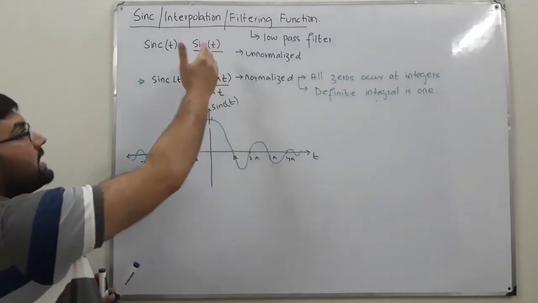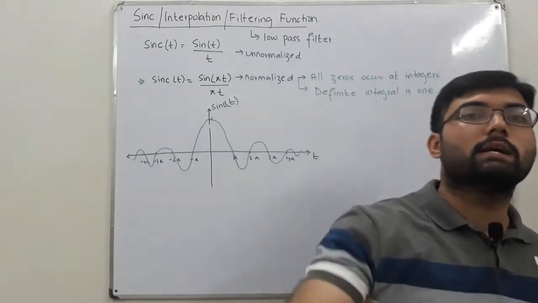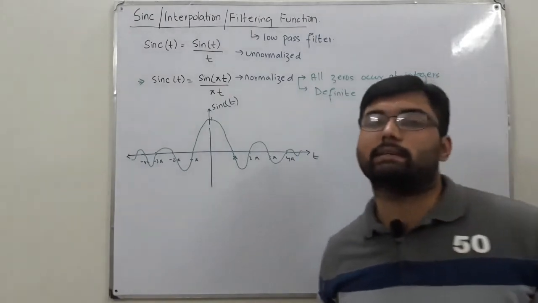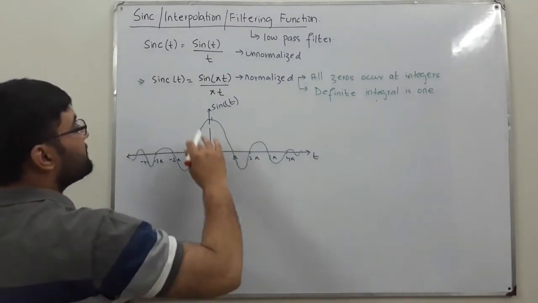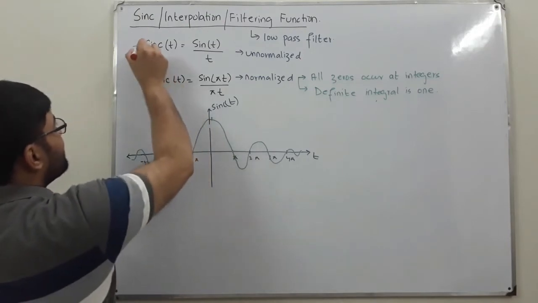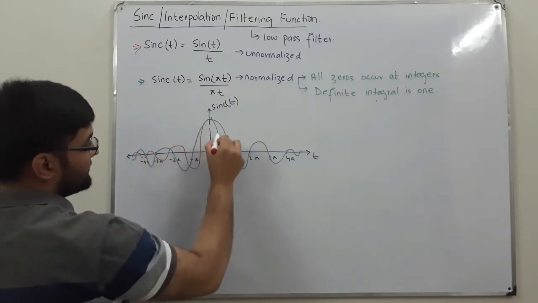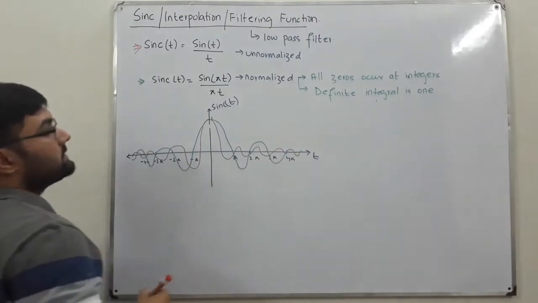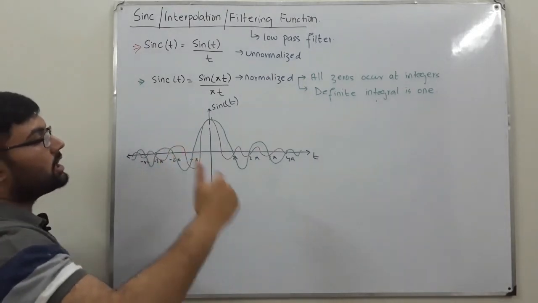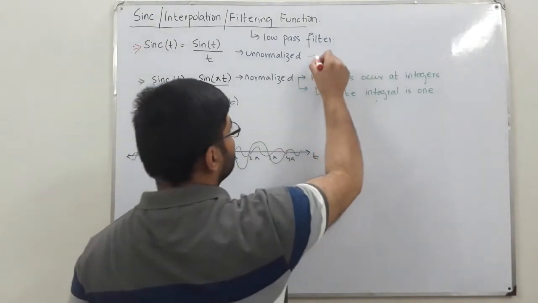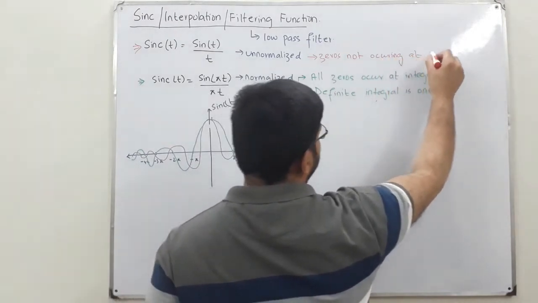So why is this a decreasing sinusoid? Because this is a combination of sine of t and 1 over t. Sine of t is referring to the sinusoidal signal, and 1 over t is referring to the decreasing amplitude. Similarly, for the unnormalized, the amplitude will definitely be 1 also, but the zeros would not be occurring at integer values. This is also a decreasing sinusoidal function, but the zeros are not occurring at integer values.